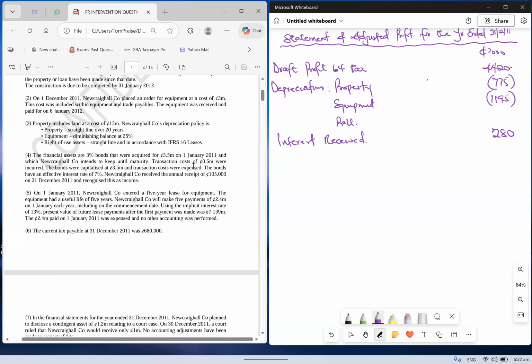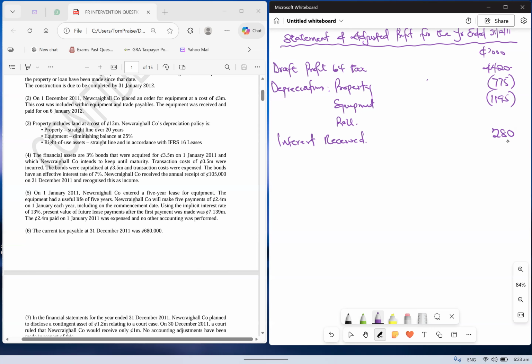So look at it. The bonds have an effective rate of 7%. New Craig Hall received an annual receipt of 105,000 on 31st January and recognized this as an income. That is not the income. The income is this one. Interest income. Unwinding interest income. That is what we call it.